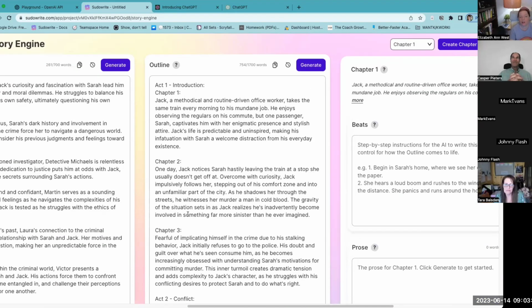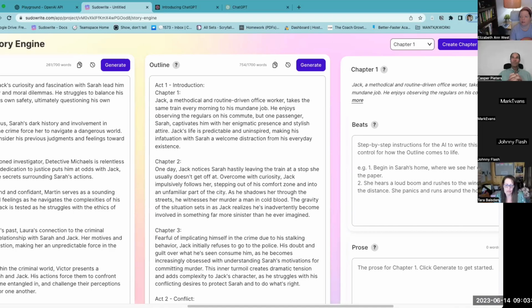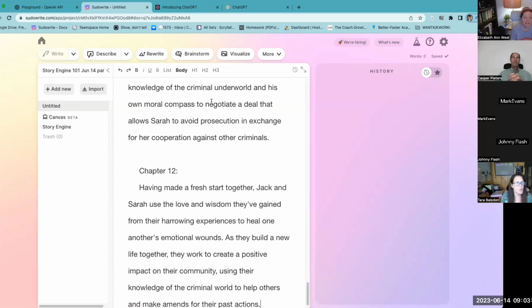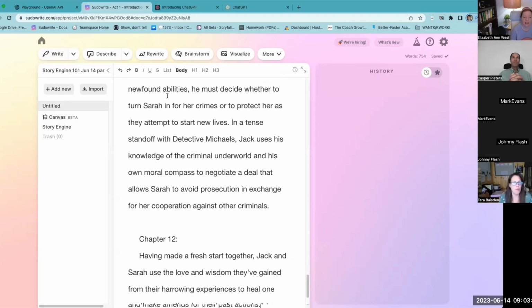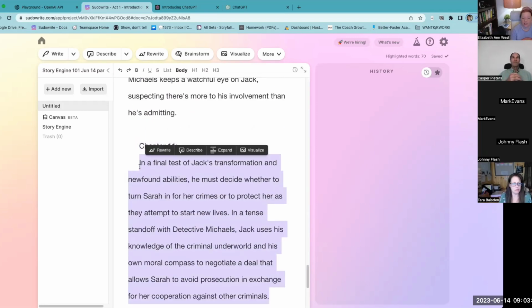And you could always take the outline. You can copy this outline and take it into Pseudo Write proper. Don't worry, everything's in my Story Engine. If I paste it in here, I have my outline right here. And now I can actually use my Pseudo Write tools if I wanted to change the outline and everything to beef it up.